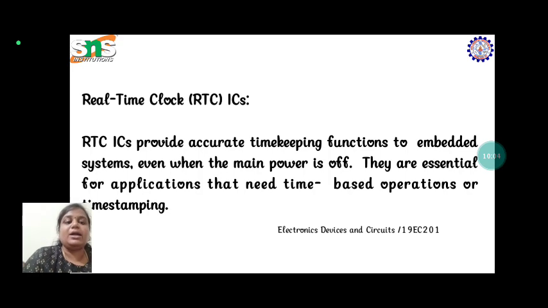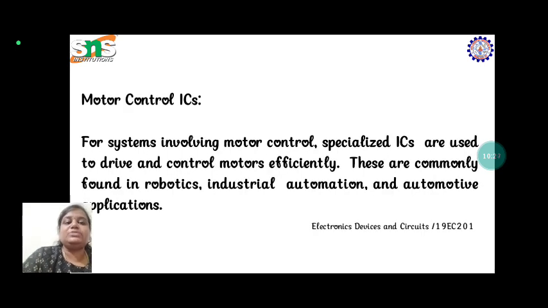Next one is real-time clock, RTC. We call this the RTC IC. It provides a timekeeping function to the embedded system even when the main power is off. So RTC, real time clock, means that even if the power is off, we keep an accurate timekeeping function. They are essential for applications that need time based operation and time stamping. Next one is the motor control IC. Already you know what motor control is. It drives and controls motors efficiently. It is found in robotics, industrial applications and automotive applications.